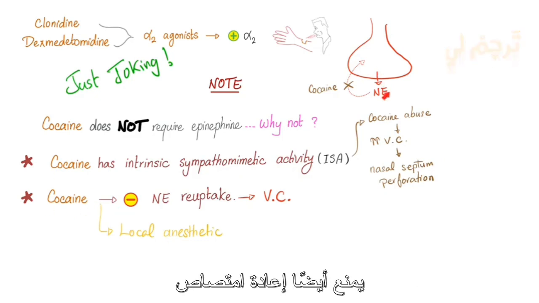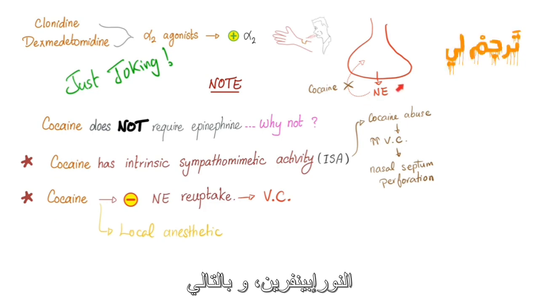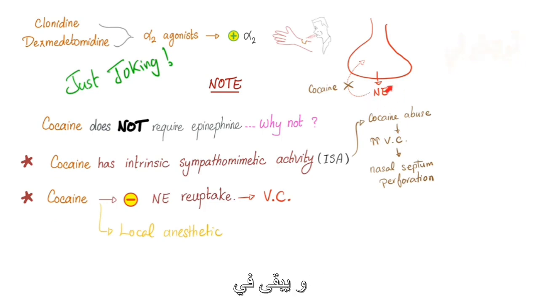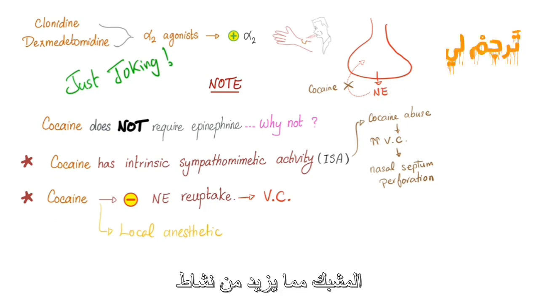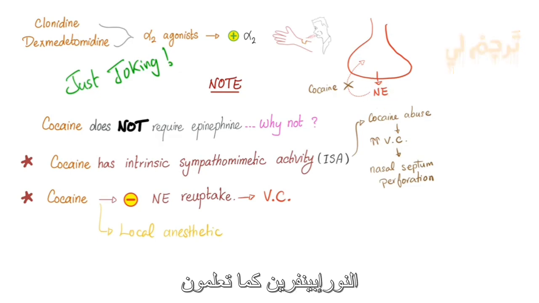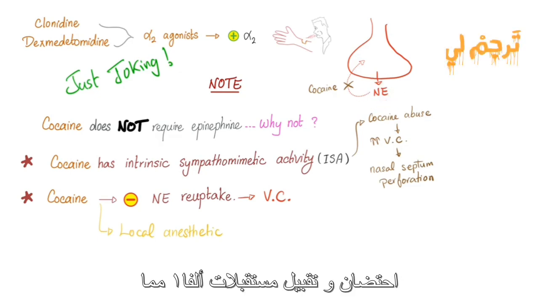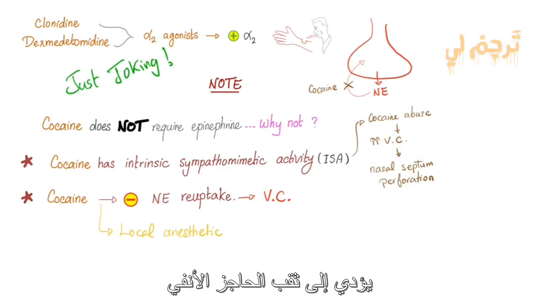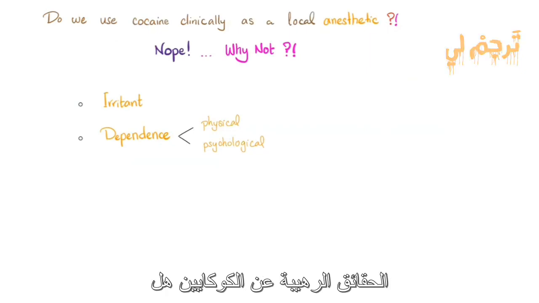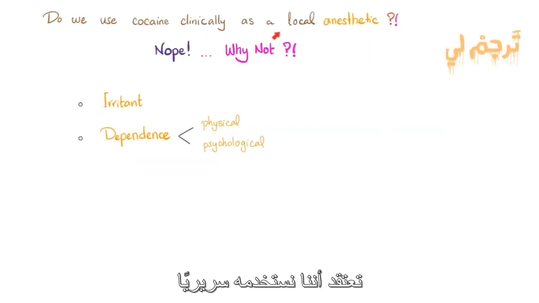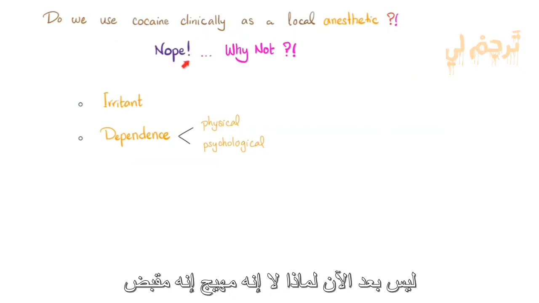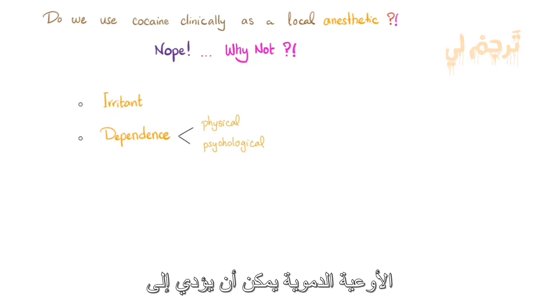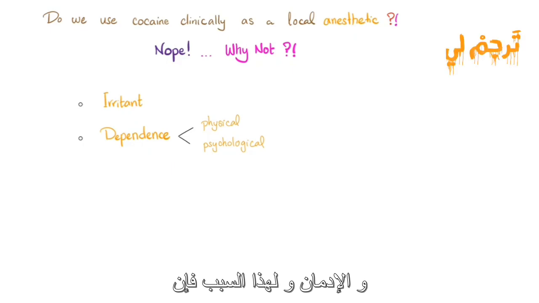Moreover, it also inhibits the reuptake of norepinephrine. Therefore, norepinephrine is going to accumulate and remain in the synapse, which will increase the activity of norepinephrine. As you know, norepinephrine loves the alpha-1 receptor, causing vasoconstriction, and this can lead to nasal septal perforation. After learning all of these horrible facts about cocaine, do you think we use it clinically as a local anesthetic? Nope, not anymore. Why not? It's an irritant, it's a vasoconstrictor, it can lead to nasal septal perforation and dependence.